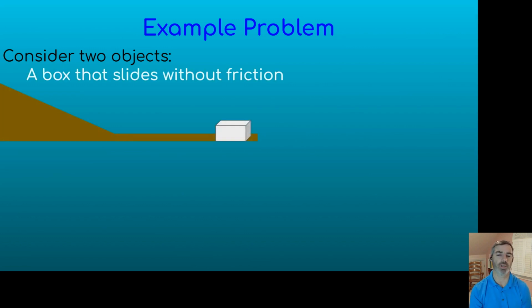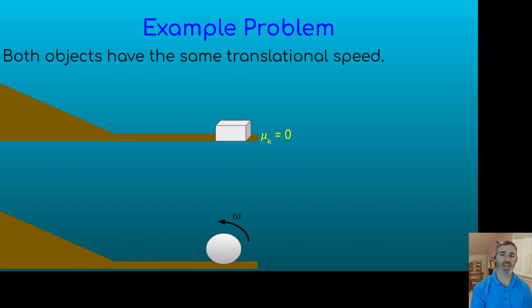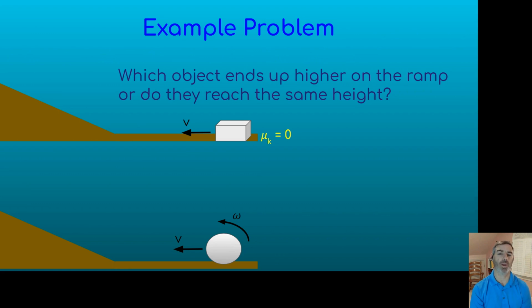So let's take a look at an example problem. We're going to consider two objects. The first is a box that slides without friction, so the mu of k is equal to 0. And the second is a sphere that rolls without slipping. Both objects are going to have the same translational speed, which is key to this question. It would be different if they did not have the same translational speed. And the question is, which object ends up higher on the ramp, or do they just reach the same height?